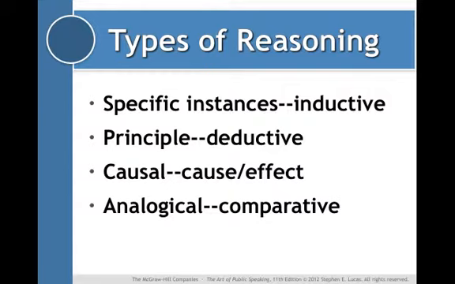We reason by using specific instances. This is also called inductive reasoning or reasoning by example. We also reason by applying generally accepted principles to individual situations. That's also known as deductive reasoning. We link causes to their effects, and that's causal reasoning. And we compare things and reason that because they are similar, they probably share similar qualities. That's analogical reasoning.